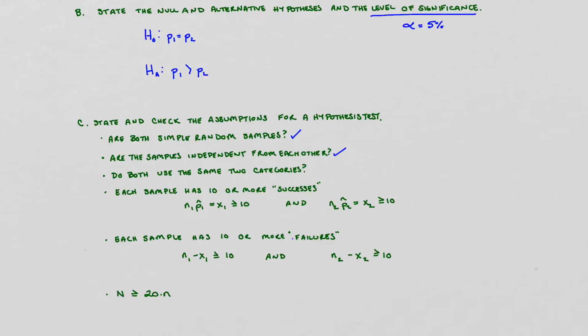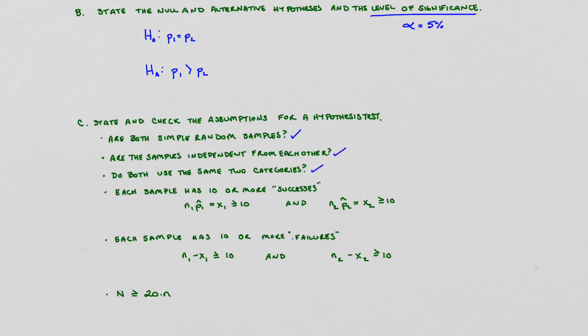If we are working with nationwide data, then that hopefully means that we are less likely to have the same student appear in both of those samples. Moving on, do both use the same two categories? Yes. The two categories that we're working with here are male and female.